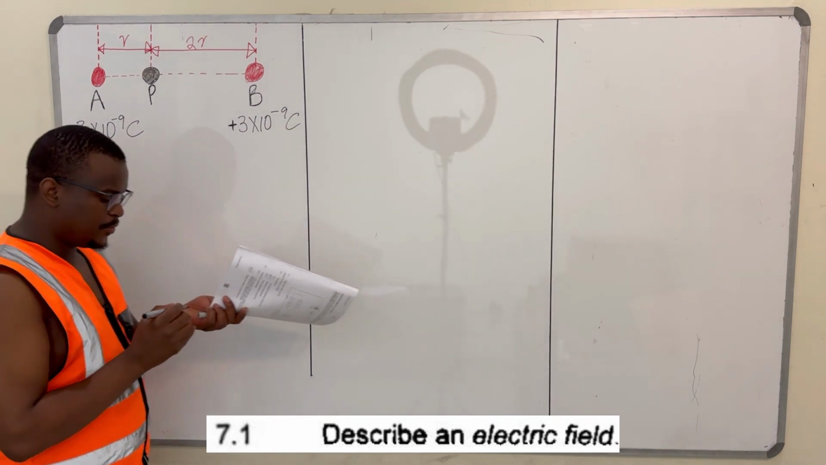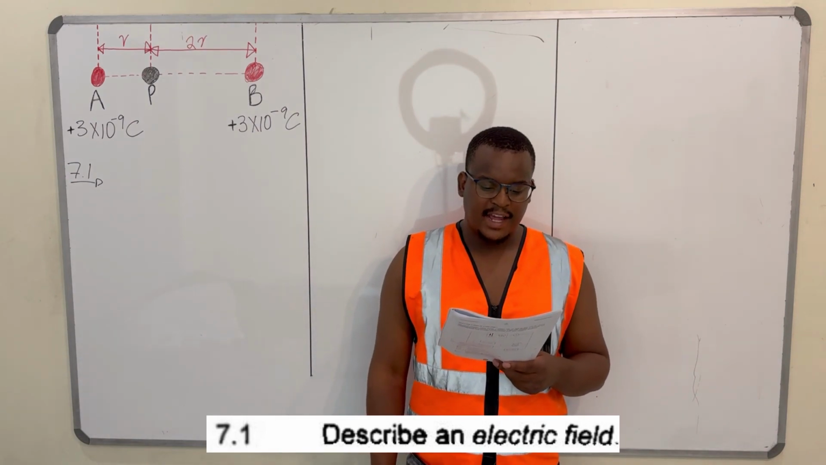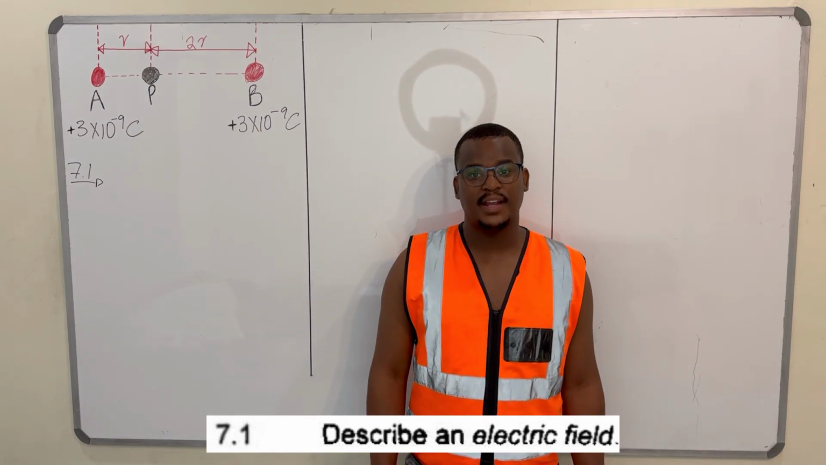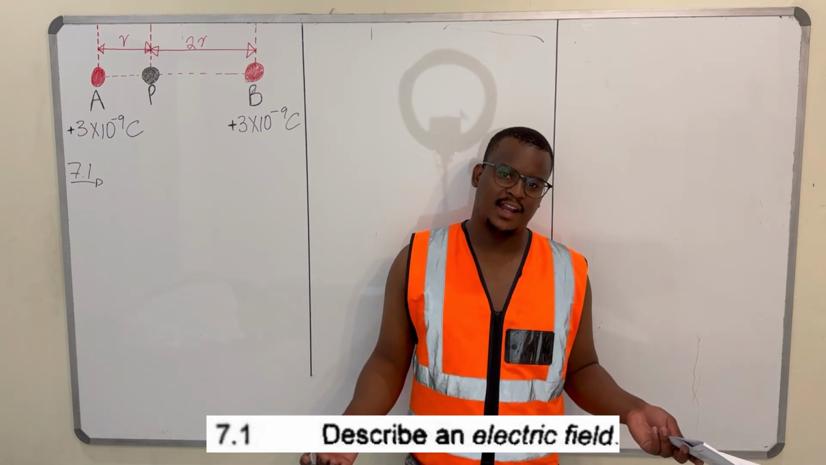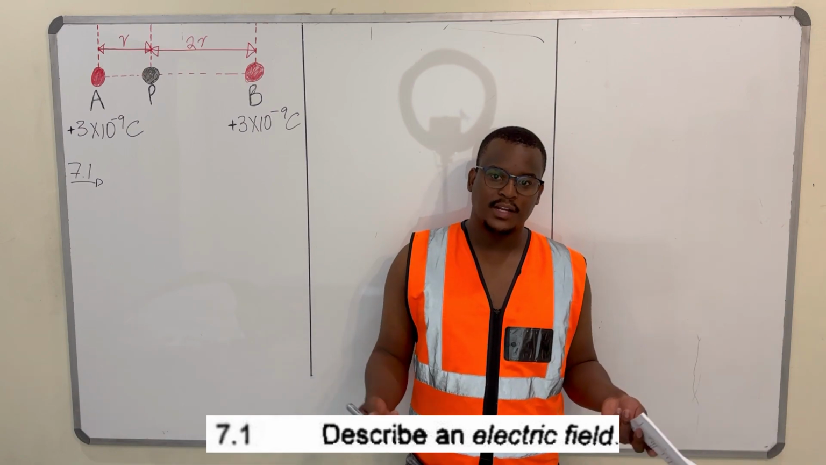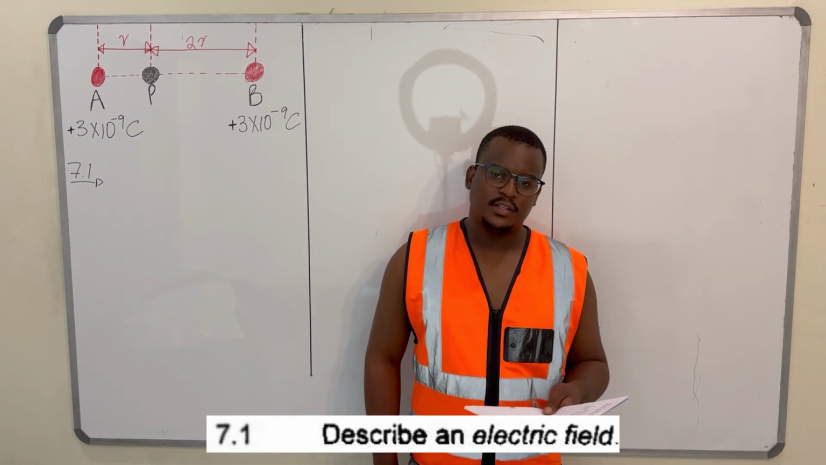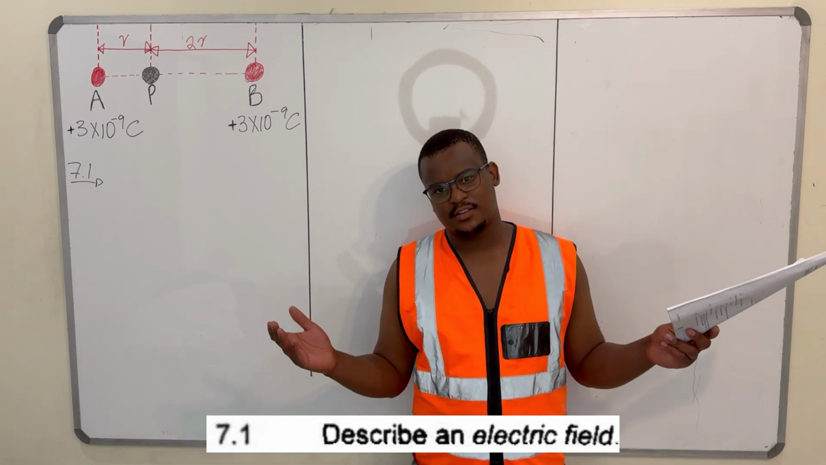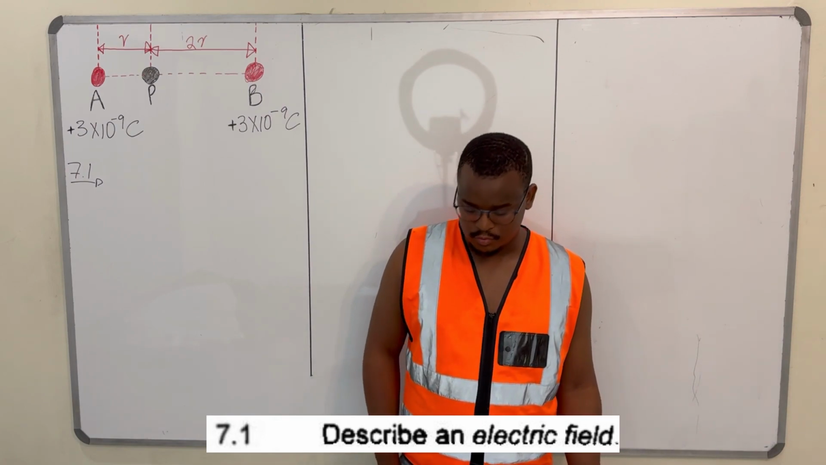What are they saying at 7.1? They're saying describe an electric field. They want you to describe an electric field, right? It's more like, what is an electric field? Tell us what an electric field is. So I can just give a short, straight answer, or maybe try to explain it a bit. So let me try to explain it a bit and see how that goes.